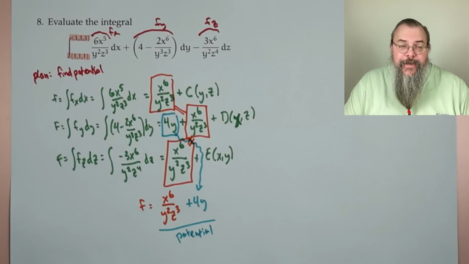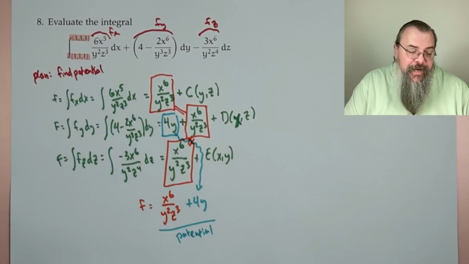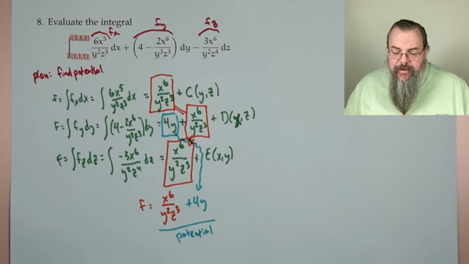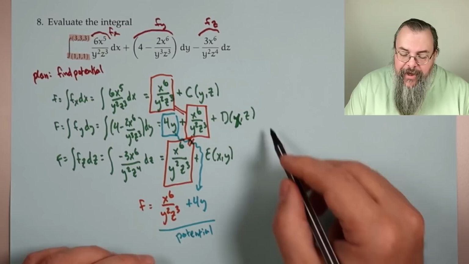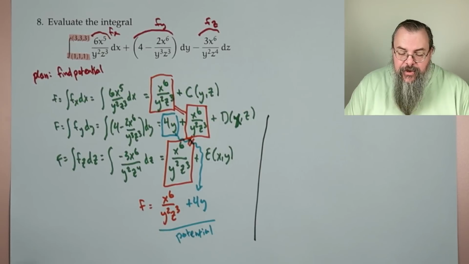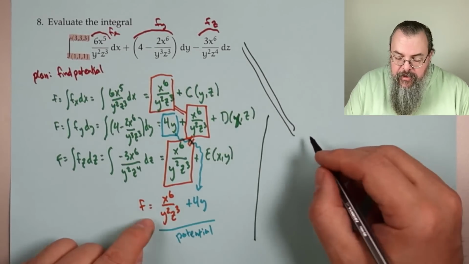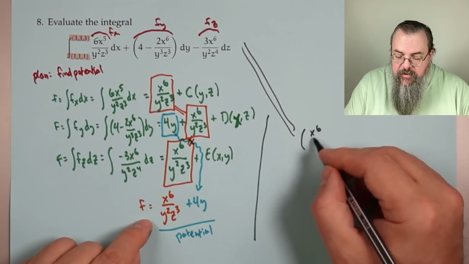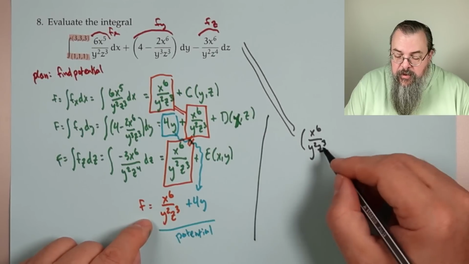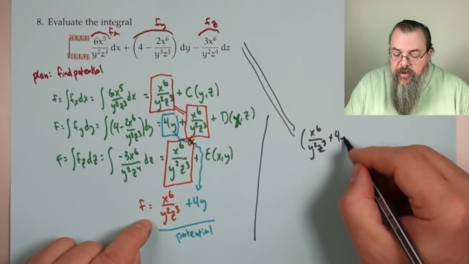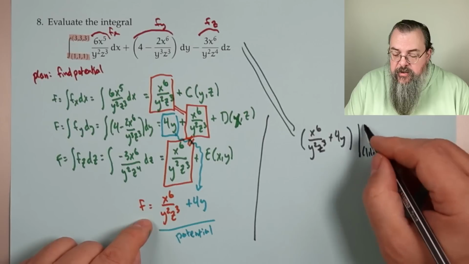Are we done? No, because we're looking for a number. It's an integral. We want a number out. But this is the hard part. So what's the rest of it? Well, it's evaluating. And so we have that this is equal to, and we write down our potential function, x to the 6 over y squared z cubed plus 4y, and evaluate from 1, 1, 1 to 3, 3, 3.